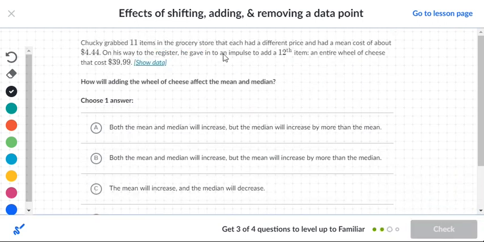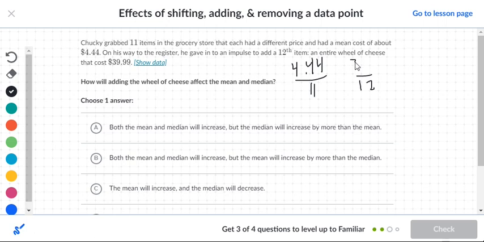Chucky grabbed 11 items in a grocery store that each had different prices and had a mean cost of $4.44. So we had an average of $4.44. Those were 11 items. That was our mean there. And then he added the 12th item. On his way to the register, he gave into an impulse and added his 12th item here.